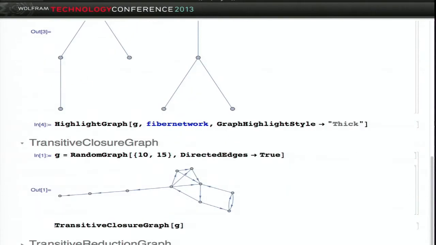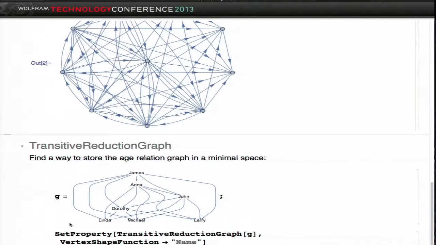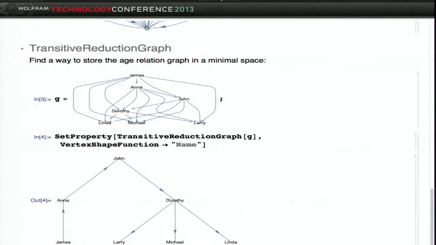Just basic transitivity relations. So if you construct a random directed graph, you can get the transitive closure. And it's quite a useful function. You can also do the inverse: you can find the smallest graph which has the same transitive closure. This is a basic example, not really a family tree, but roughly a family tree. You can evaluate it and get the smallest representation of your structure.